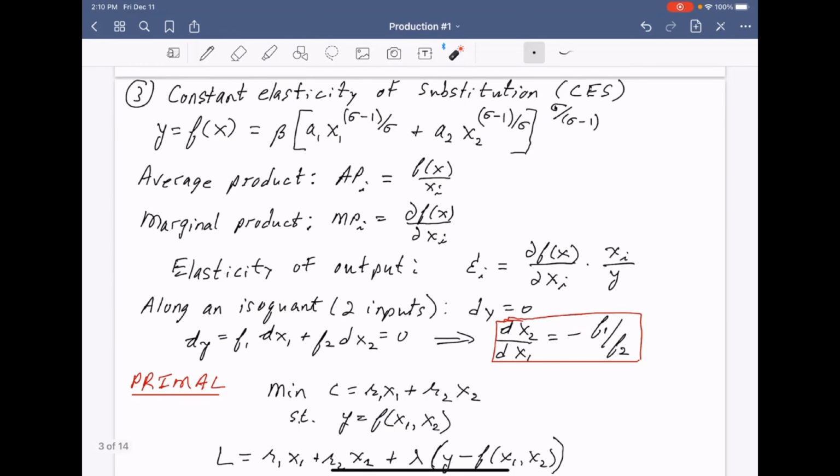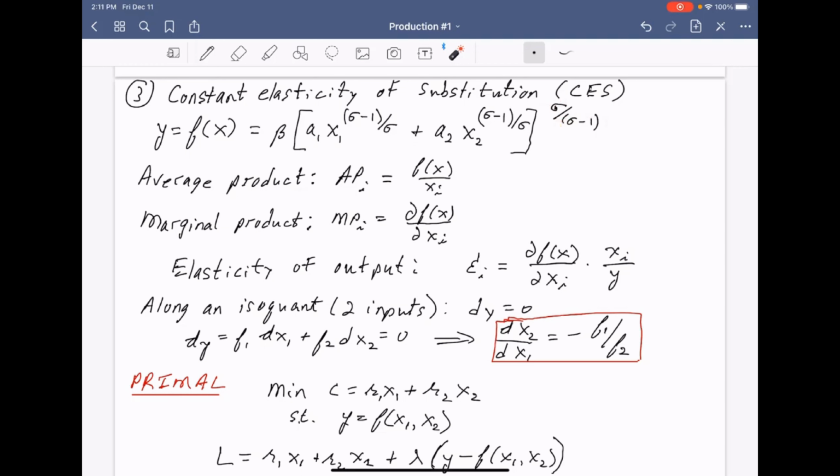A third production function is what's called the constant elasticity of substitution, or the CES production function, which is given by this much more complicated formula here, beta times, in square brackets, a1 x1 raised to the power sigma minus 1 divided by sigma, plus a2 x2 also raised to the power sigma minus 1 divided by sigma, and then all of what's in square brackets raised to the power sigma over sigma minus 1.